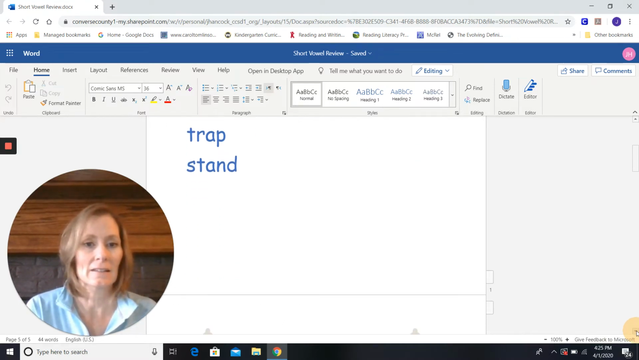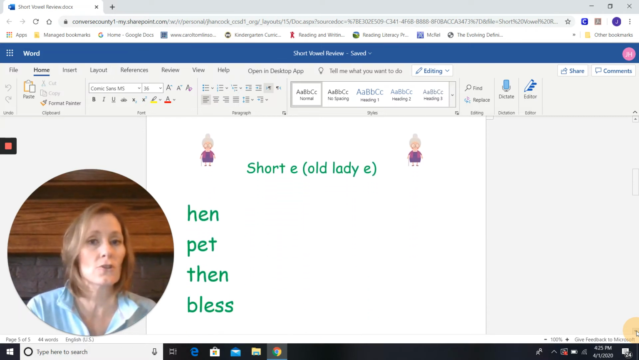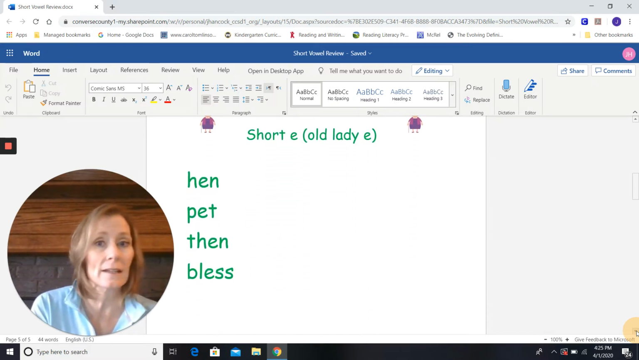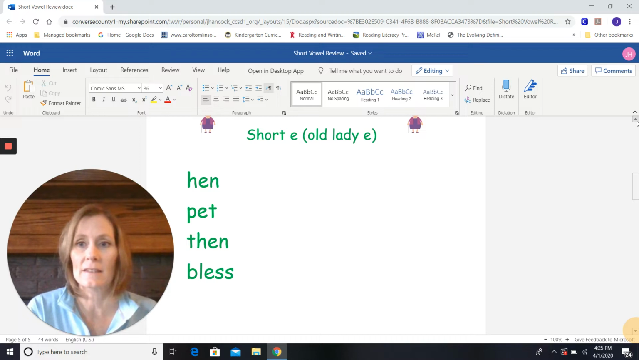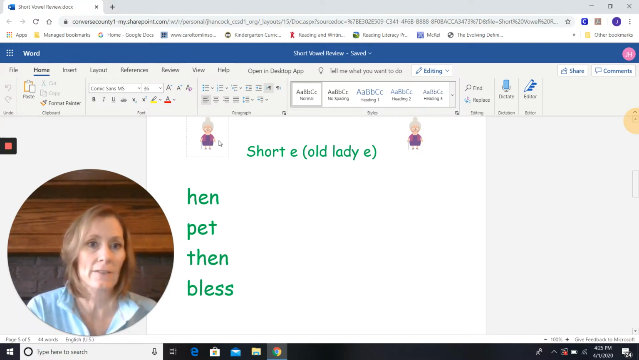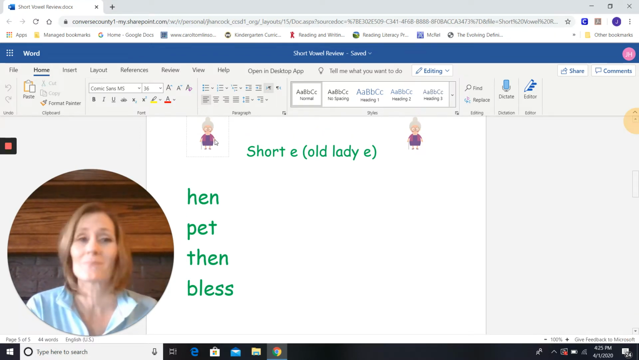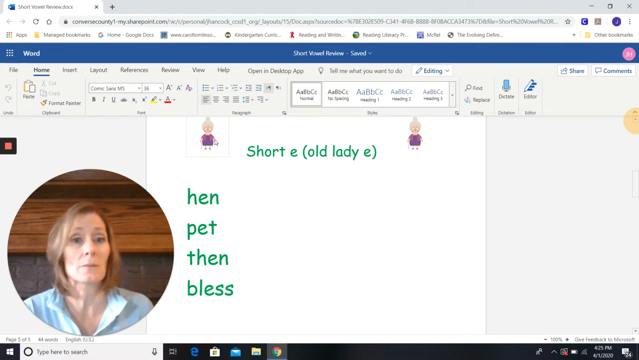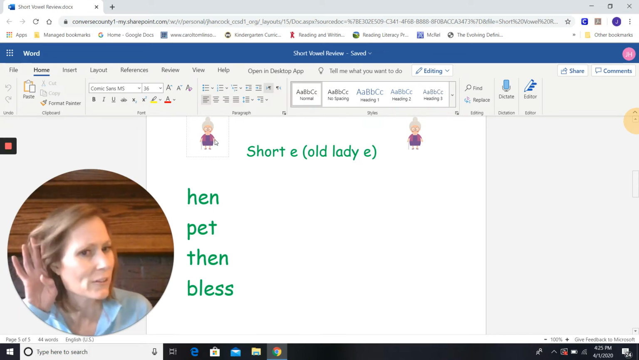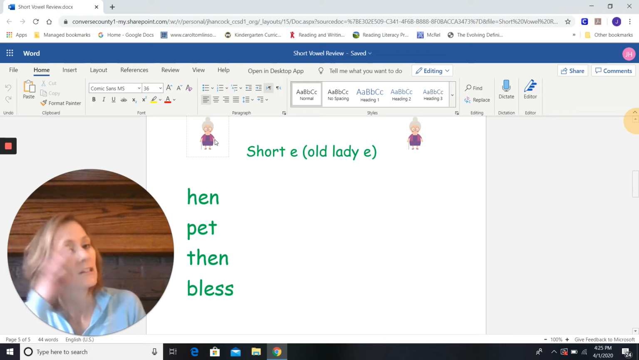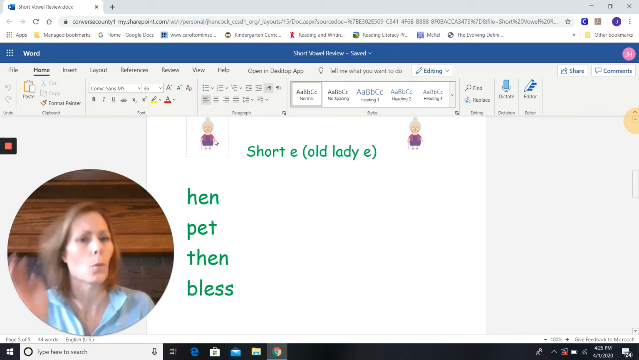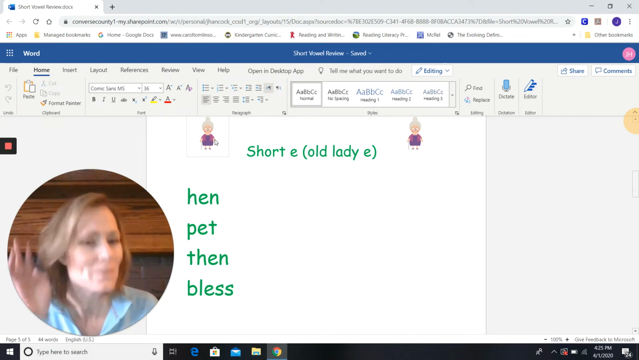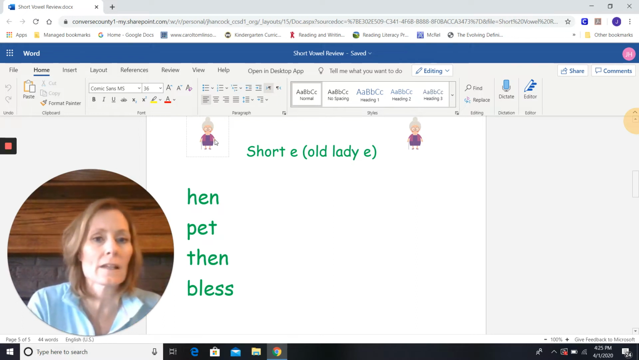All right, let's move on down to short E, and I call short E old lady E. Because, let me get you back up so you can see the pictures that I have here. Old lady E doesn't hear so well and she doesn't see so well. Well, when she doesn't understand what somebody said and she wants them to repeat it, she kind of does that universal signal of putting her hand behind her ear, and that means I didn't hear you. But she says, eh? What's that you said? Eh? Says that eh sound, the old lady E.